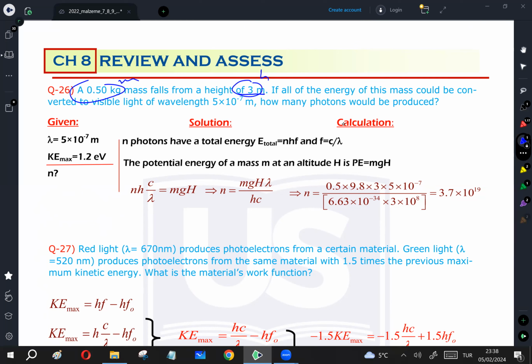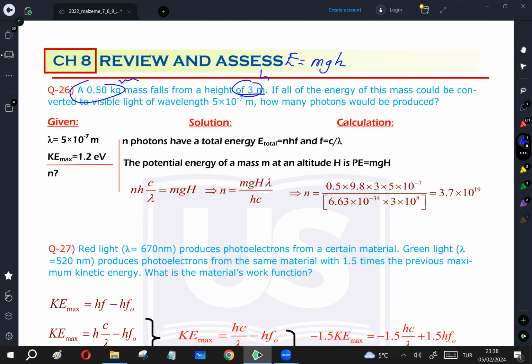So now let's calculate the potential energy first. How much potential energy does it have at a height of 3 meters above the ground? It's going to become kinetic energy. mgh is the equation for calculating the energy of this mass. When this mass strikes the metal, all this energy is converted to light, so I have to calculate the number of photons, how many photons it emits.